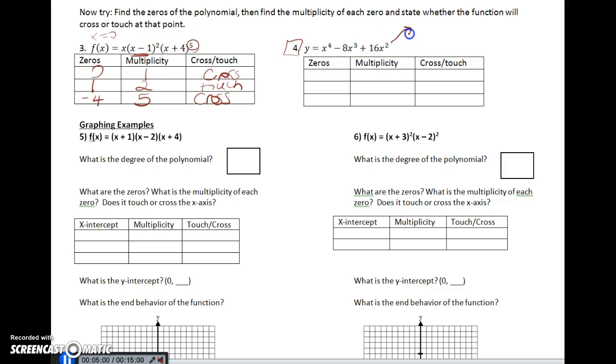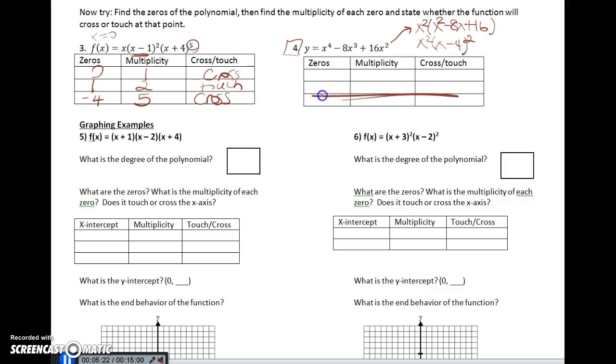So first thing we're going to do is, of course, look for GCF. We take out an x squared. We're left with x squared minus 8x plus 16. Now we're going to go ahead and factor that. What multiplies to 16 and adds to negative 8? Well, that's negative 4 and negative 4. So we would get x minus 4 squared.